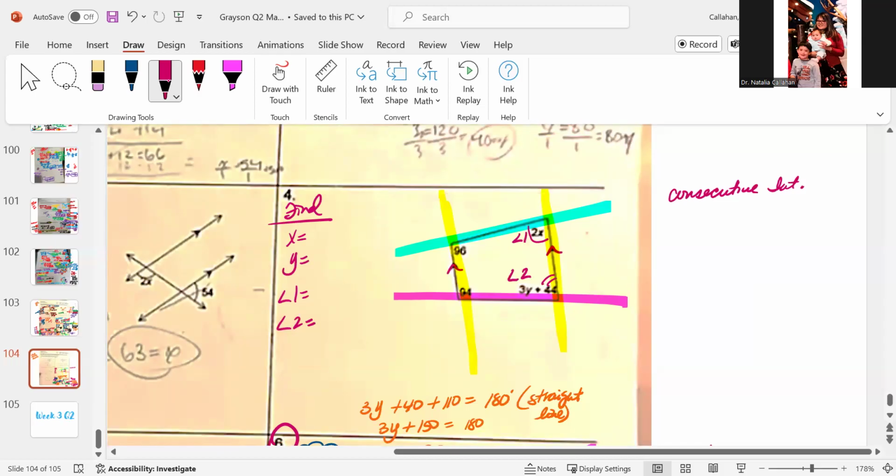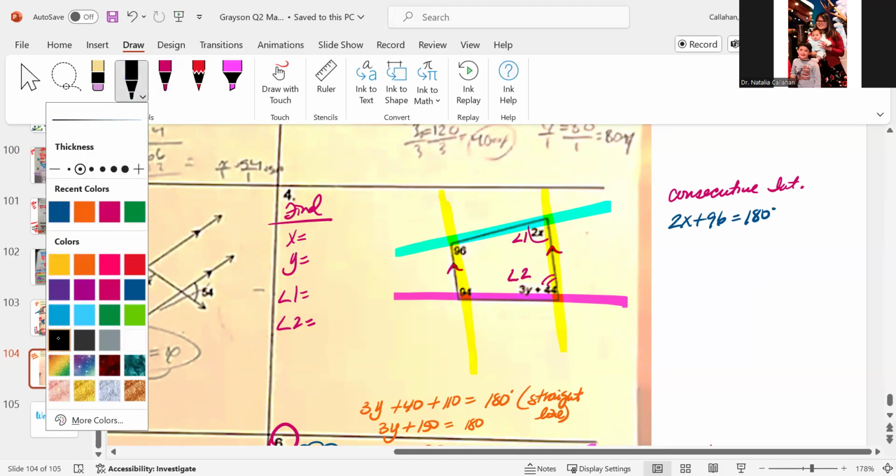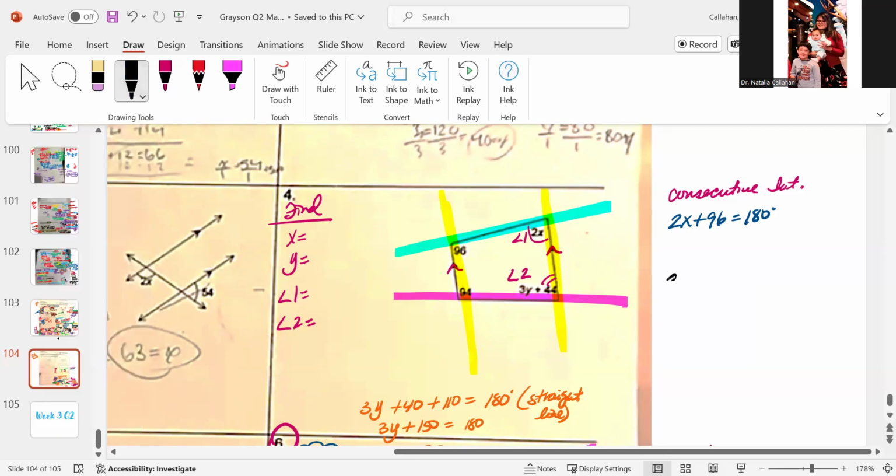Which one? 2x and 96. Yep, that's the first one. 2x plus 96 equals 180. What's the second one? 3y plus 44, plus 94 equals 180. Good, those are the two, right? So now solve for x and y.